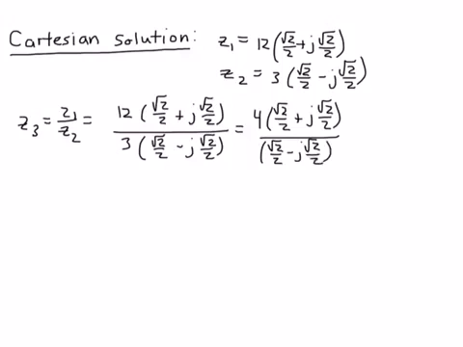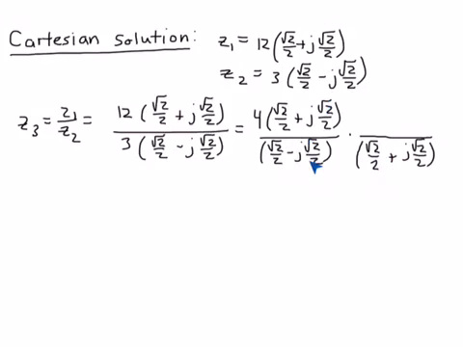Now we don't want to leave it in this form because we want our final answer to be in the form a plus jb, so just a real part plus an imaginary part. In order to get that, we're going to multiply the bottom by the complex conjugate. So let me just illustrate here. I'm going to take the complex conjugate of the bottom, so root 2 over 2 plus j root 2 over 2. These two are complex conjugates of one another.